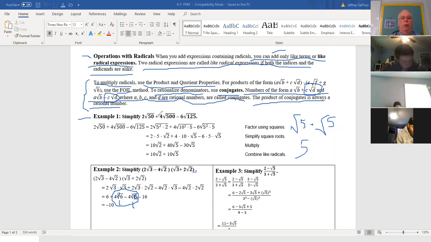We've got 2 radical 50 plus 4 radical 500 minus 6 radical 1 1/4, 125. Okay, so I can't add any of those because they are not, quote unquote, like radical expressions, or for lack of a better term, like terms. Because they have to have the same index, which means the same root, and the same value under the radical, also known as the radicand. However, I can simplify each one of those, probably to some degree, and possibly get some like radical expressions. And that's what they did here.